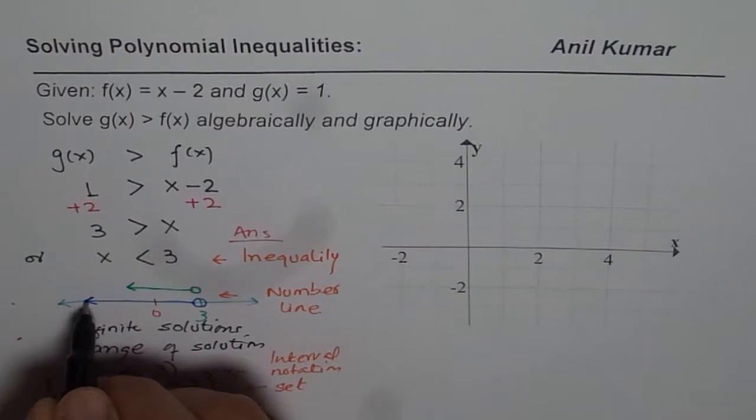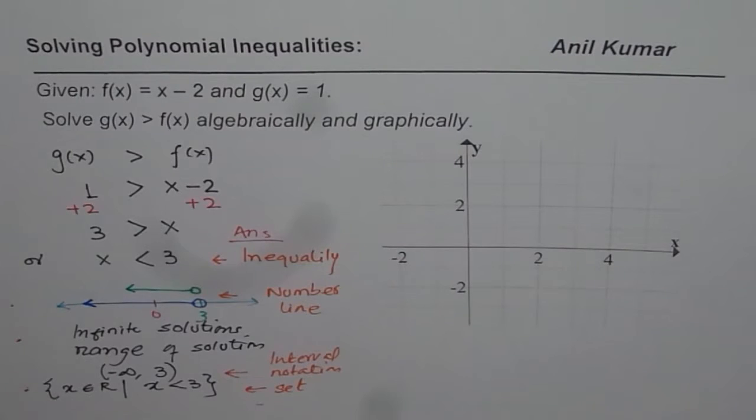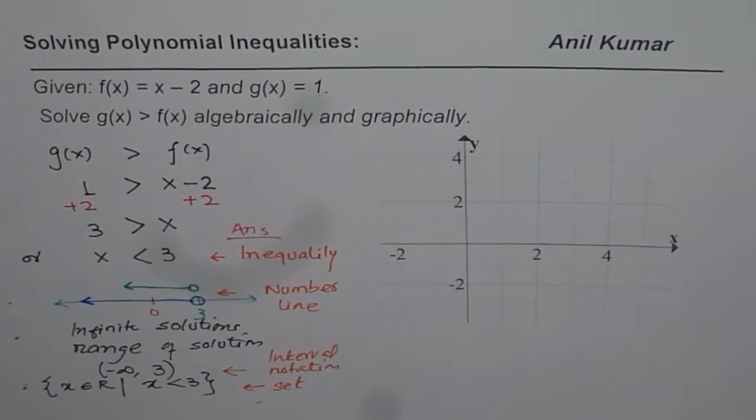An arrow indicates you're approaching negative infinity, correct? So negative infinity to 3, and of course you can never include negative infinity. So these brackets mean that these points are not included. So I hope this part is absolutely clear to you.